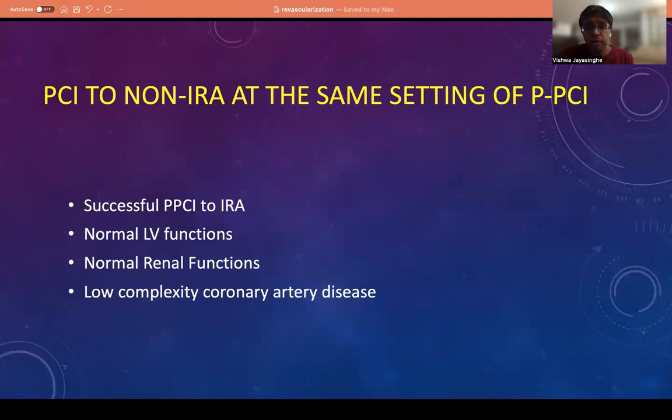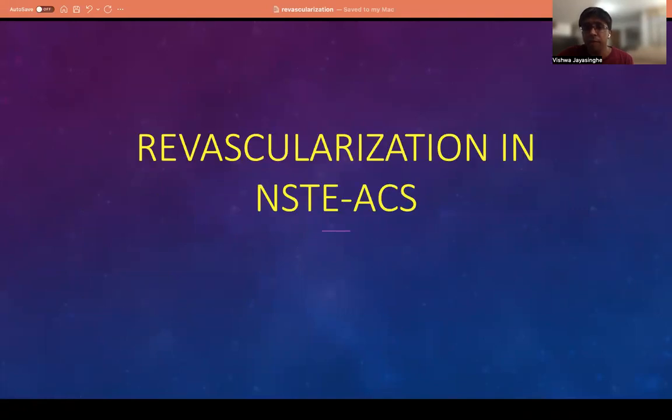So then there's a weak 2B recommendation to do PCI of the non-IRA at the same setting as the primary PCI. In whom should we attempt this? This should be done in a select group of patients who fulfill 4 criteria. 1, successful PCI to the infarct-related artery. 2, should have normal LV function. 3, should have normal renal function. 4, should have low complexity non-ischemia-related artery disease. So if your patient fulfills all 4 of these criteria, there's a 2B weak recommendation that they can undergo non-culprit PCIs at the same time as the primary PCI.